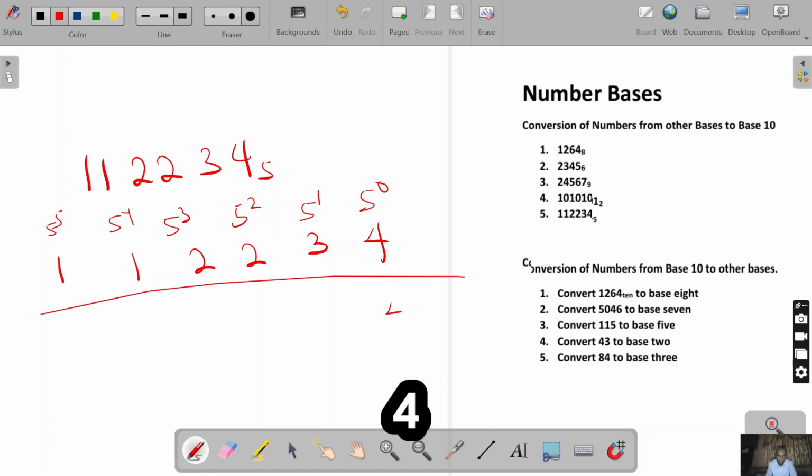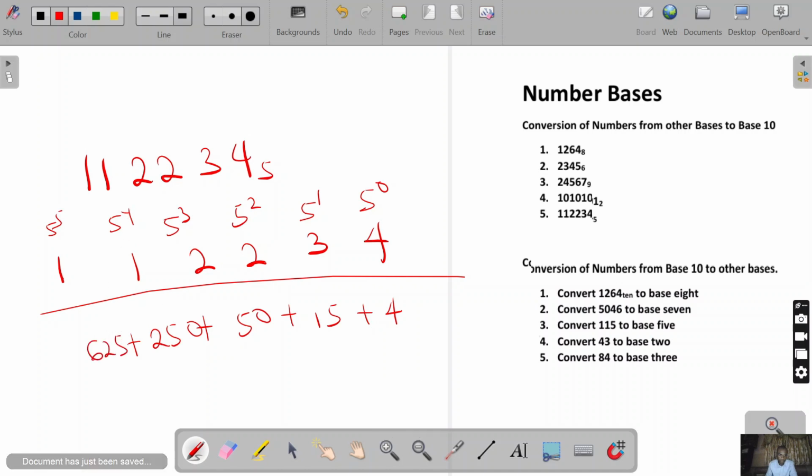1 times 4 is 4. Plus 5 times 3 is 15. Plus 5 to power 2 is 25. 25 times 2 is 50. Plus 125 times 2 is 250. 25 times 25 is 625. Plus 3125.